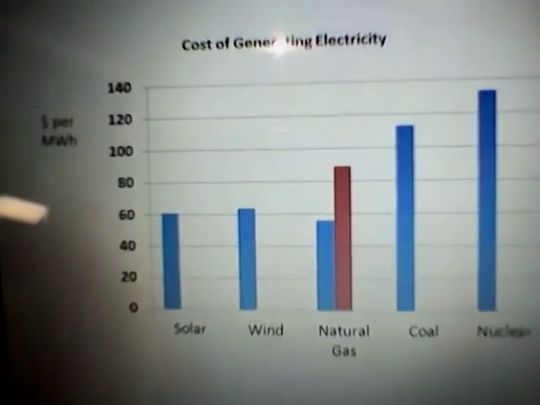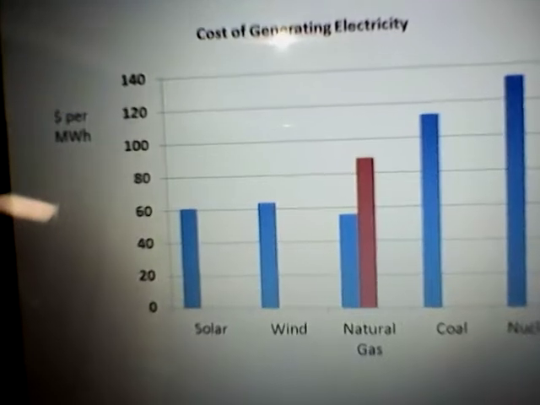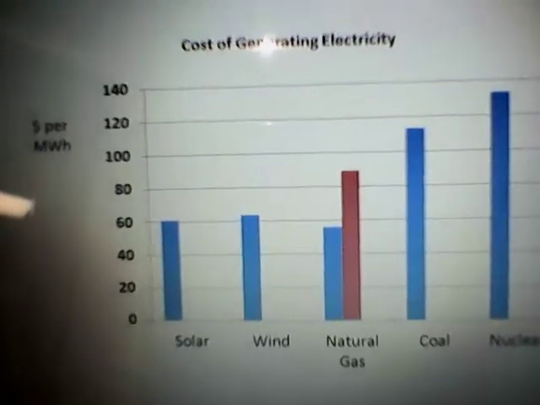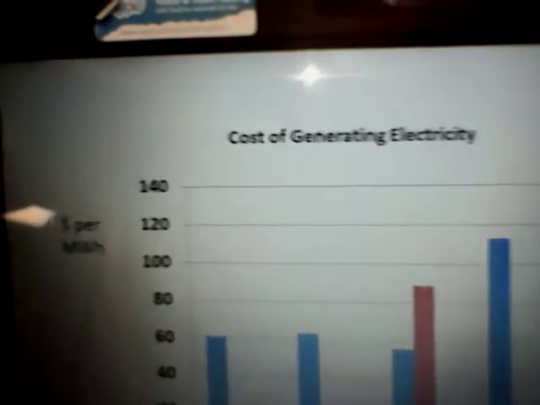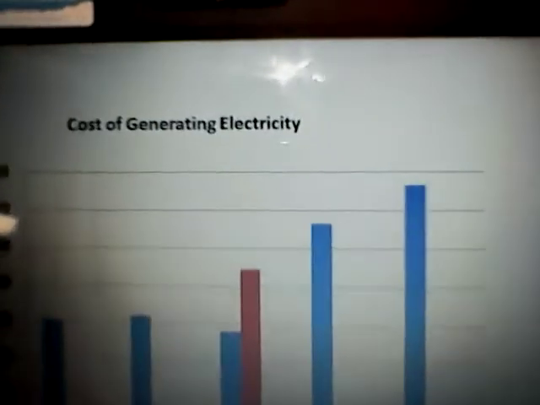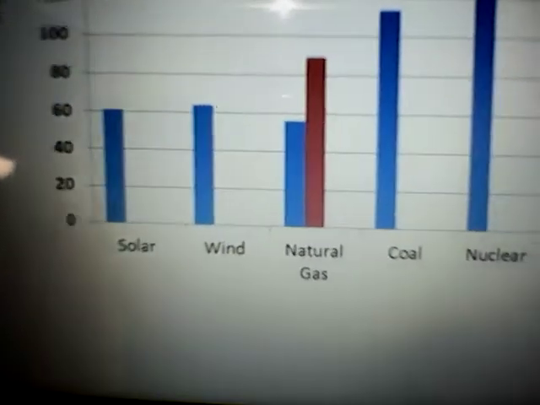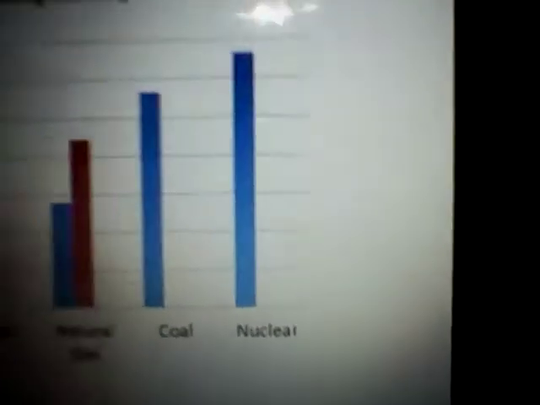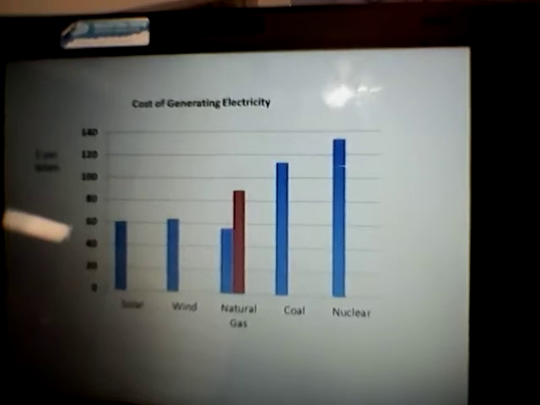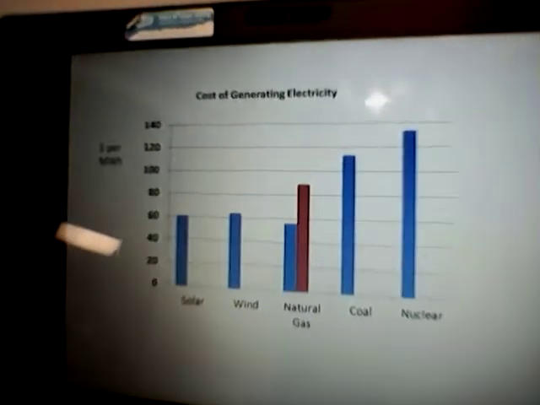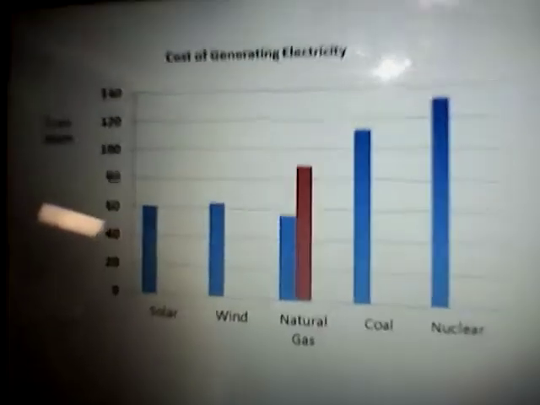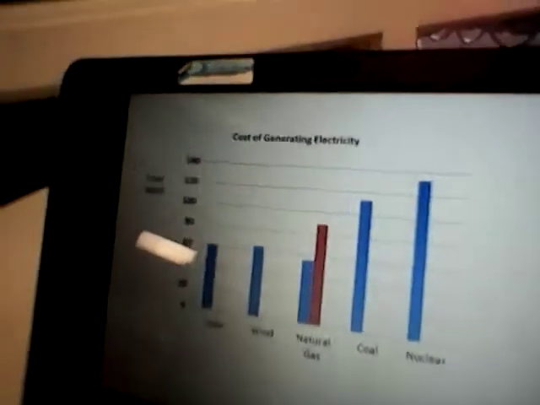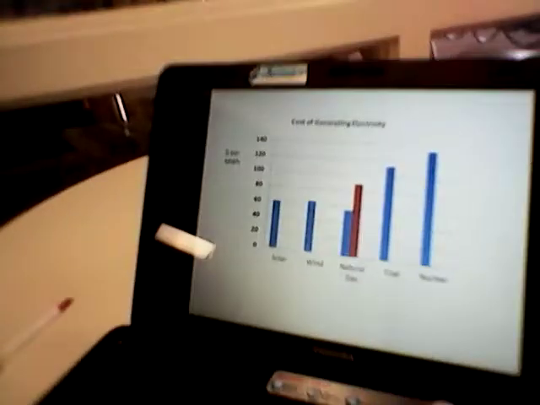Okay, we're here again with Mark Kapner with a graph showing the usage of energy, the cost of generating energy in the state of Texas. And we're going to have Mr. Mark Kapner describe to us this graph and tell us a little bit about the cost of energy.